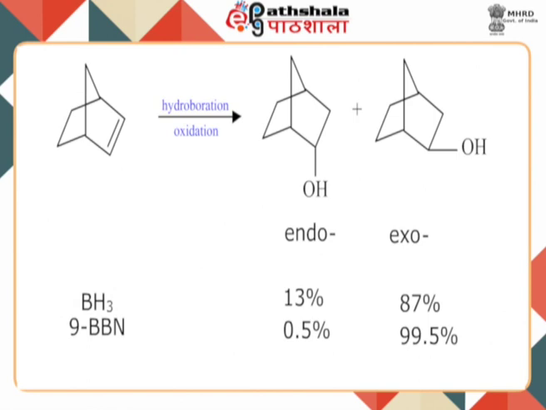In this norbornyl system also you can clearly see, if you take BH3 as the reagent for hydroboration followed by oxidation, out of the endo and exo products, the exo product is 87% and the endo product is still there as 13%. But as you move to 9-BBN, which is a sterically bigger reagent, the exo is almost exclusively 99.5% and the endo is reduced to a marginal 0.5%.